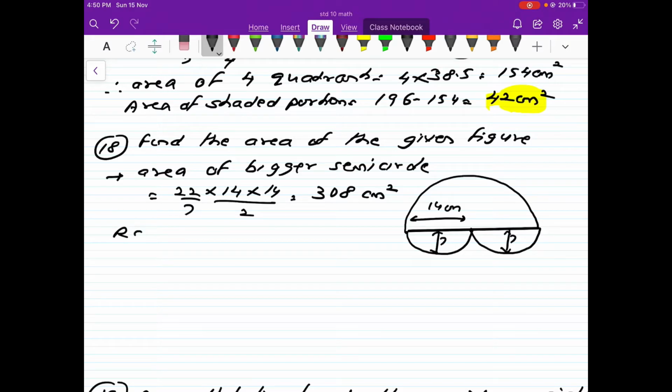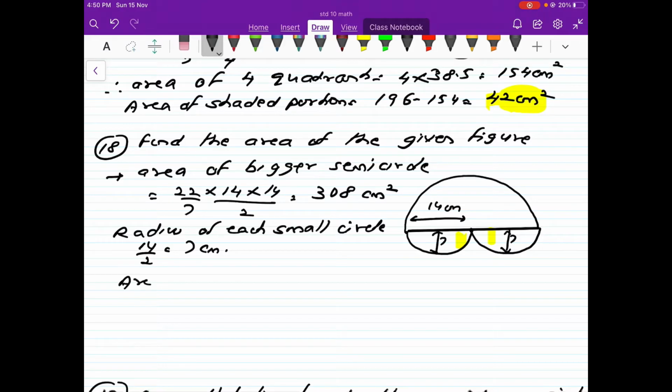Then the radius of each small circle, there are two small circles here, this and this, is half of the radius. So 14 divided by 2. The radius of each small circle is 14 upon 2, means 7 centimeters.